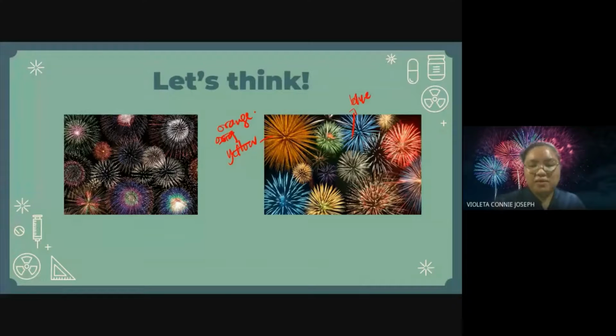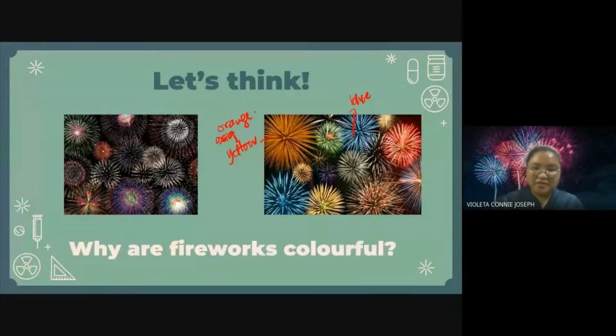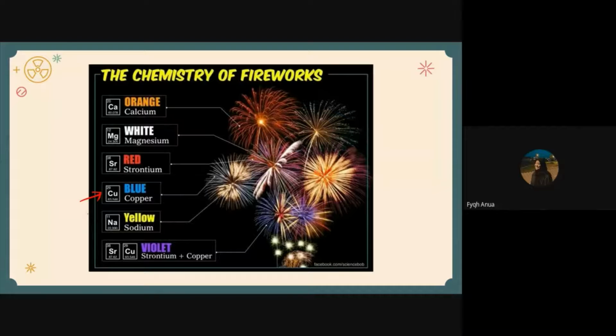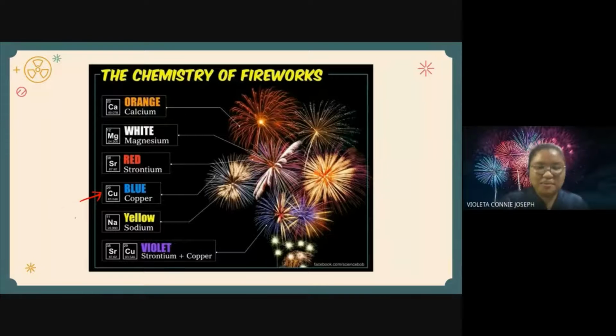Okay. So basically, why are the fireworks colorful? Because of the chemistry of fireworks. Now, can you see here? Copper? Blue color. Why? Because copper is a transition element that can produce a colorful salt. Now, how does this relate to our class today?